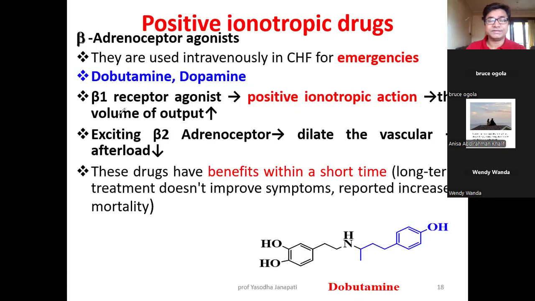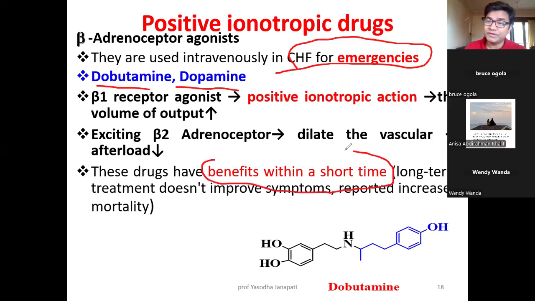So, positive inotropic drugs. In the compensatory mechanism, we learned that our body will activate the adrenergic nervous system. In the same concept, these positive inotropic drugs, like dobutamine and dopamine, are used in heart failure for emergency conditions. And you can see here, the benefits are for a short period of time. They cannot be used for long term. When the ejection fraction has decreased completely and you are in trouble, then we can use these drugs. Dopamine, dobutamine. You can use them slowly by IV route of administration.